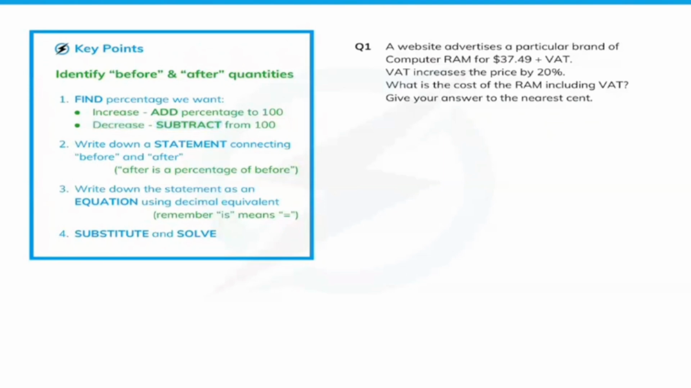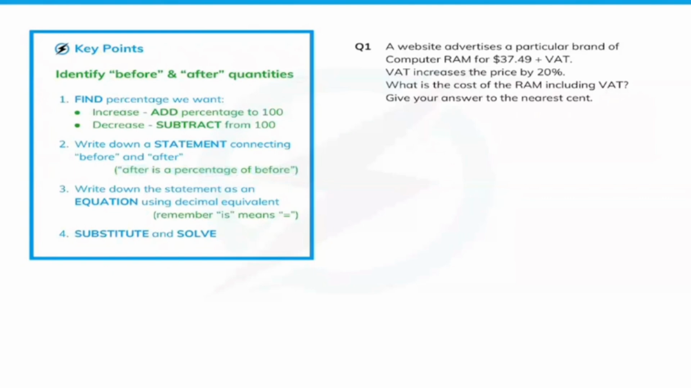So if we're asked to increase by 5%, that'll be 105% we want. And if we're asked to decrease by 5%, that'll be 95% that we want to find. Then we write down a statement in words connecting the before quantity and the after quantity. It's going to read like this: after is a percentage, the percentage we've just found, of before.